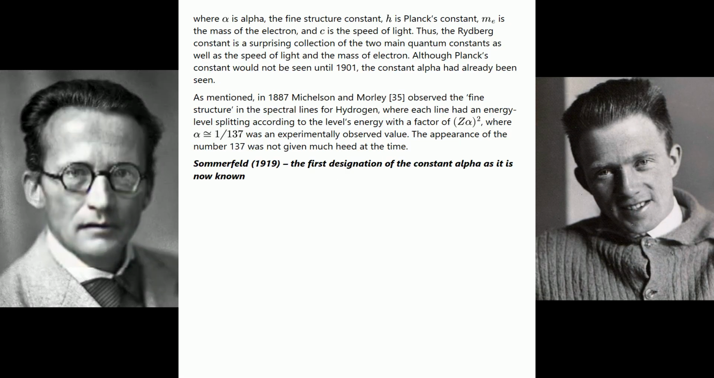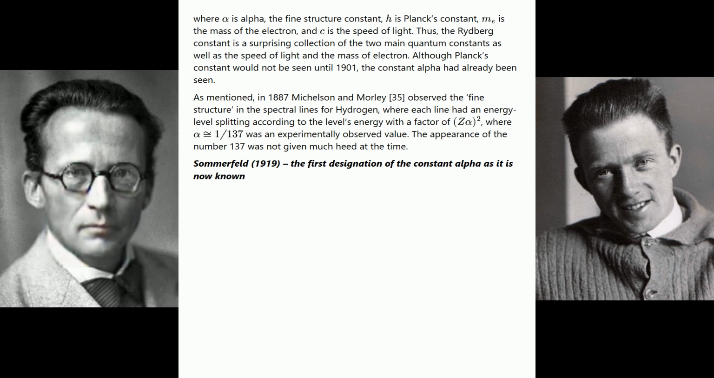Where alpha is the fine structure constant, h is Planck's constant, m_e is the mass of the electron, and c is the speed of light. Thus, the Rydberg constant is a surprising collection of the two main quantum constants as well as the speed of light and the mass of the electron.